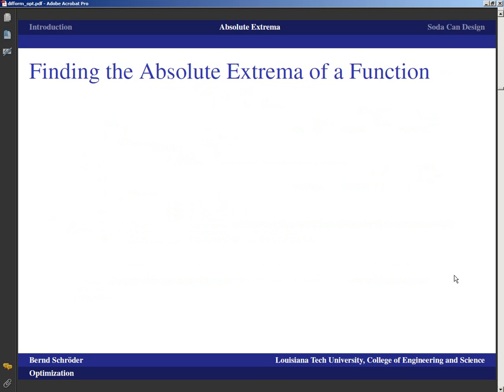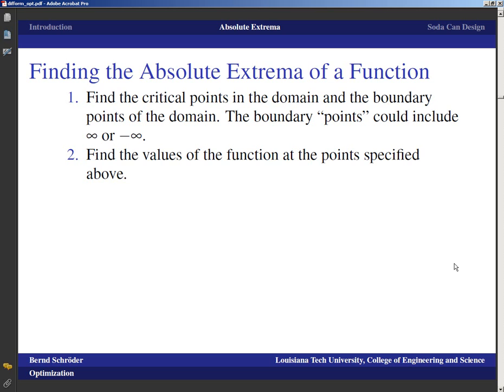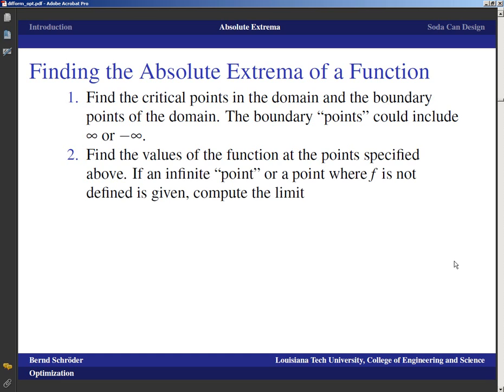Okay, so finding the absolute extrema for a function, what do we need to do? It's another algorithm, really. We first find the critical points and the boundary points. And the boundary points could be infinity or minus infinity if your domain comes in from minus infinity or goes to plus infinity. And then you find the values of the function at those points that we specified in number 1.